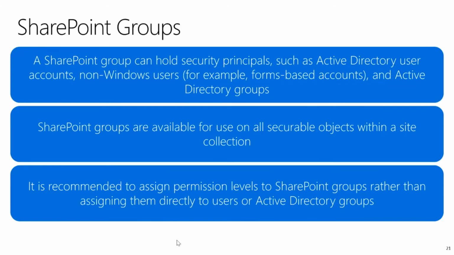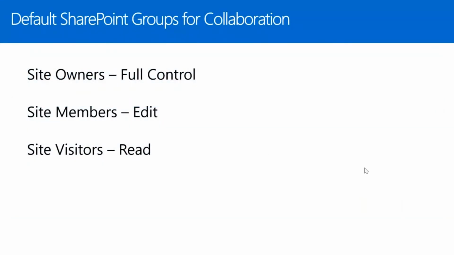All right, so let's look at some of the default SharePoint groups that get created. I'm sure most of you who have worked with SharePoint have seen them. When a site collection gets created, these three groups always get created: site visitors, site members, and site owners. We've also shown the default permission levels assigned to these groups. Site visitors have the read permission level assigned to them, site members have the edit permission level, and site owners are the full control users. So pretty much they can do everything in the SharePoint site.